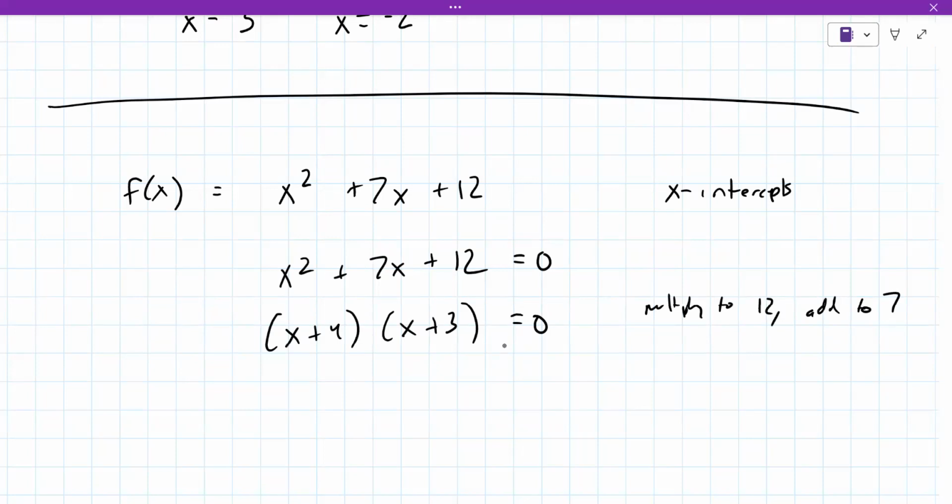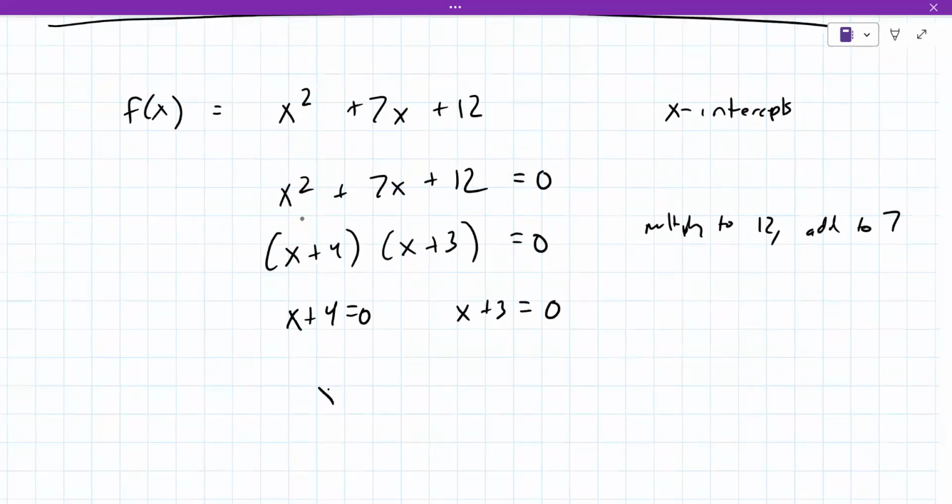Okay. What did we do in the last problem once we got it down to the form? Subtract 4, subtract 3. Right. So you set them both equal to 0. And then you still solve for x. So what are the two x values? Well, -4 and -3. Good.